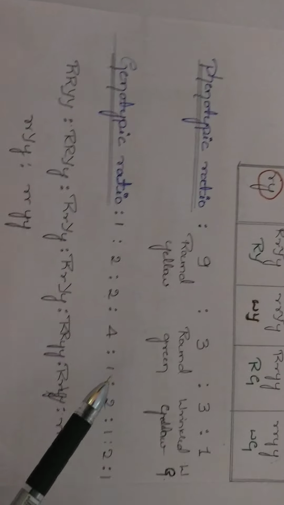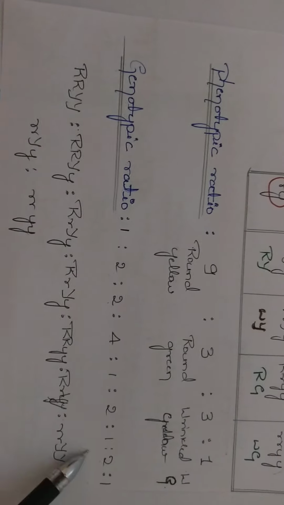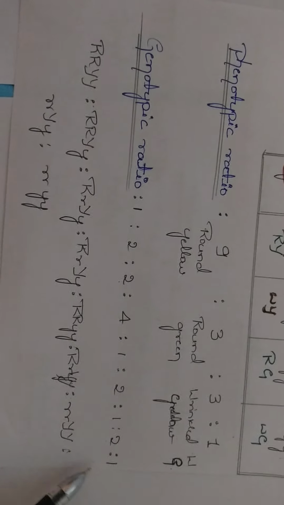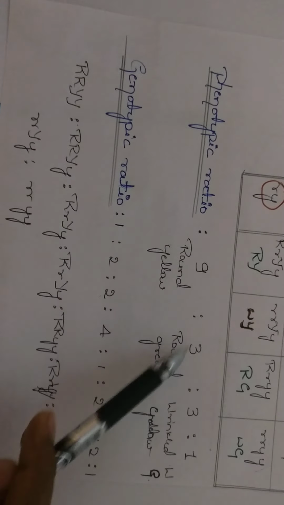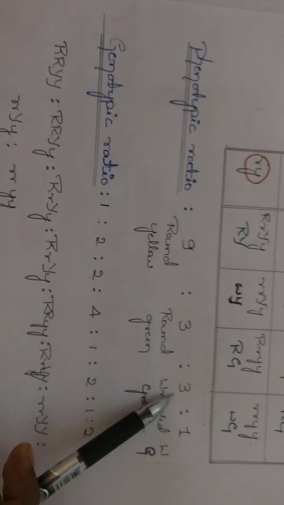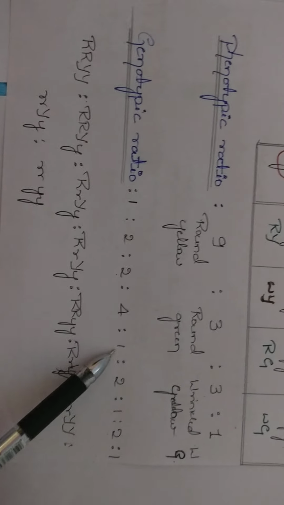So how can this ratio be cross verified? If you count all these characters, the total number should be 16, and the total of this ratio should be 16 at the end. That means 9 plus 3 plus 3 is 15, plus 1 is 16 again, right? For the genotypic ratio, 1 plus 2 plus 2 is 5, plus 4 plus 1 plus 2 plus 2 plus 1 plus 2 plus 1, total overall it gives 16. That's what we have got, 16 different new plants in the dihybrid cross.